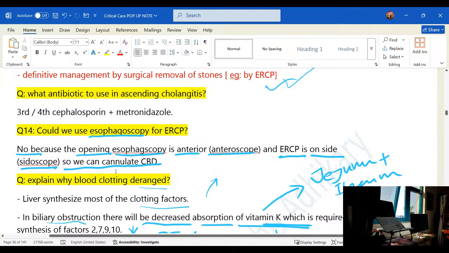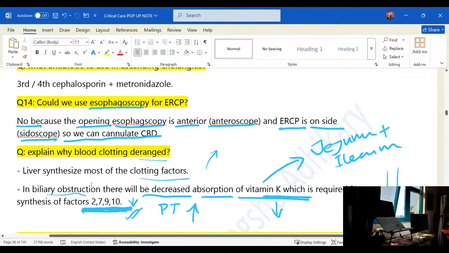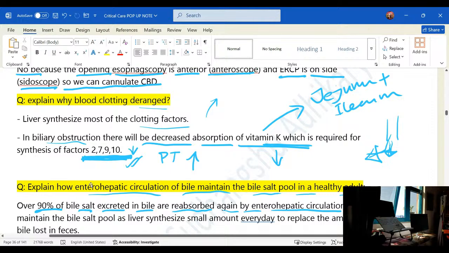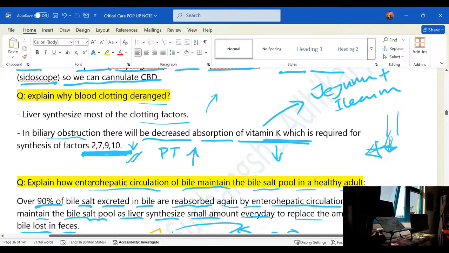Could we use an endoscope? No, because the opening endoscope is an enteroscope and ERCP uses a side-viewing scope, so we cannot cannulate the CBD. Explain why blood clotting is deranged. The liver synthesizes most of the clotting factors, and in biliary obstruction there will be decreased absorption of vitamin K, which is required for the synthesis of factors 2, 7, 9, and 10.